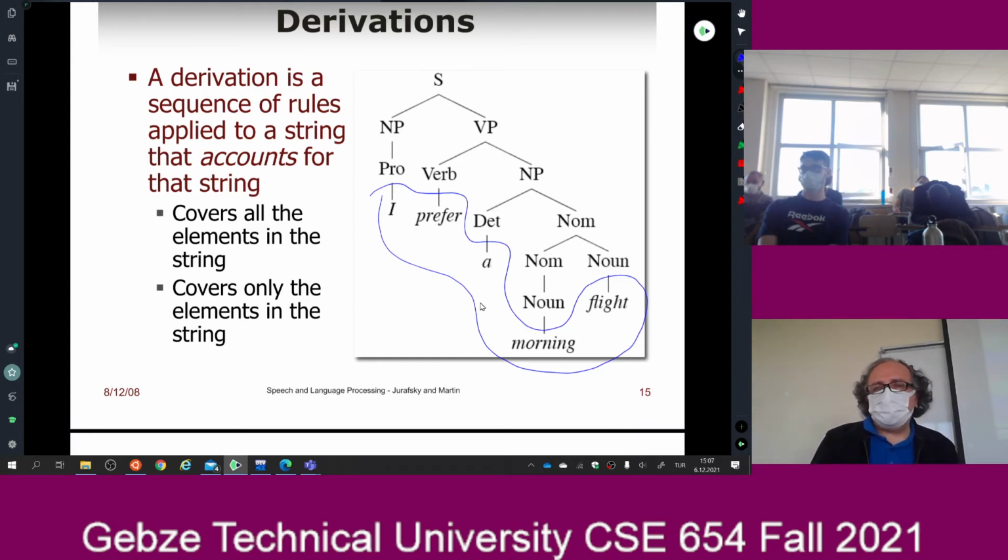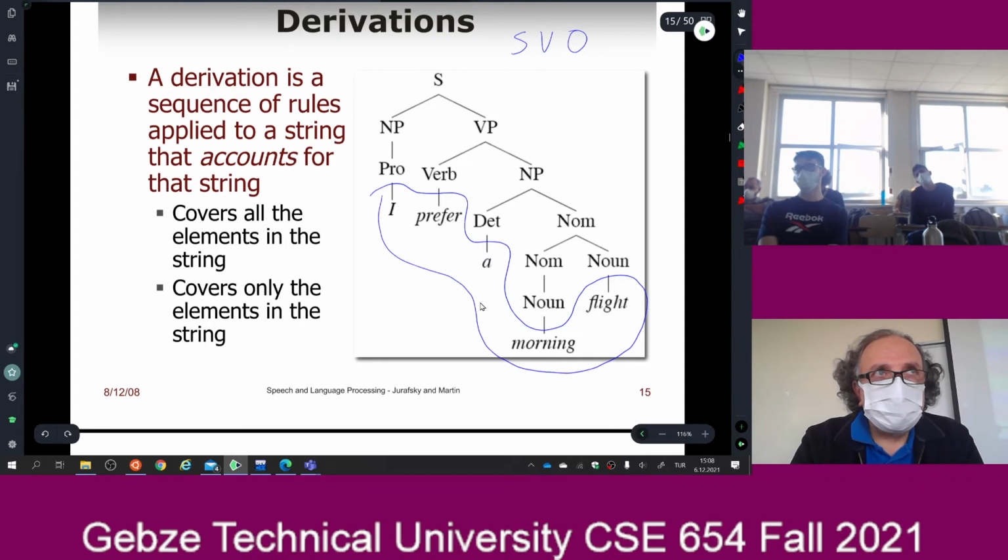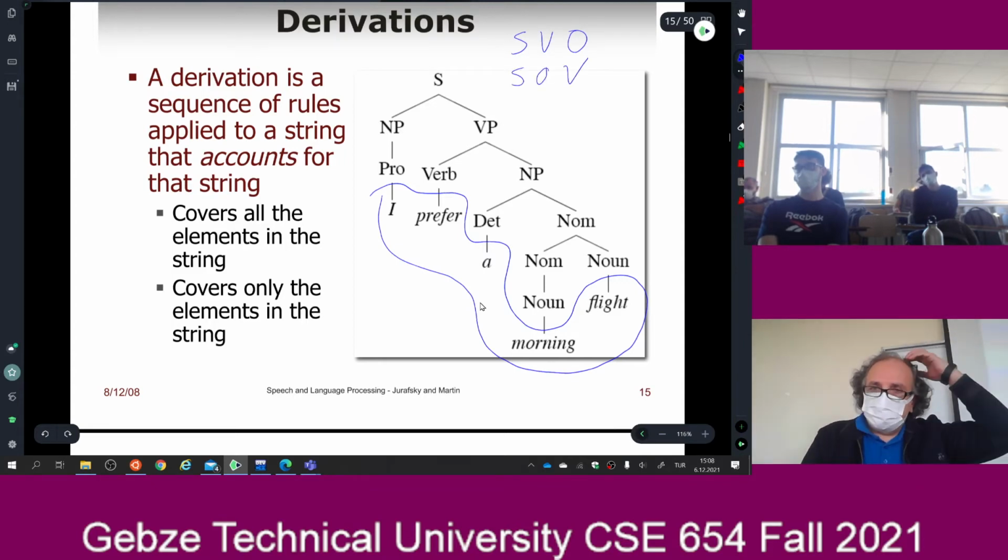If I am translating from one language to another, from English to Turkish, English is a subject, verb, object language, right? And Turkish is a subject, object, verb language. The verb is at the end.